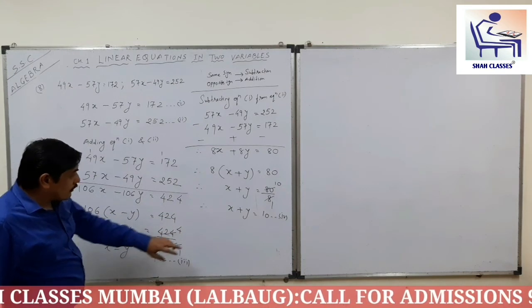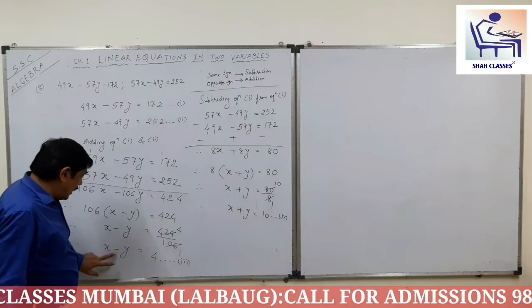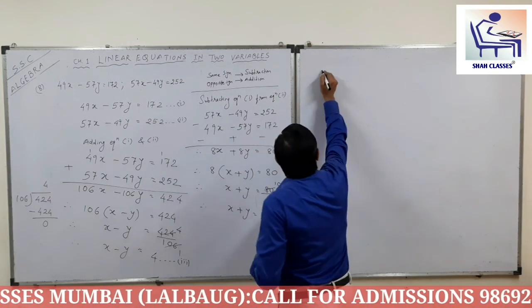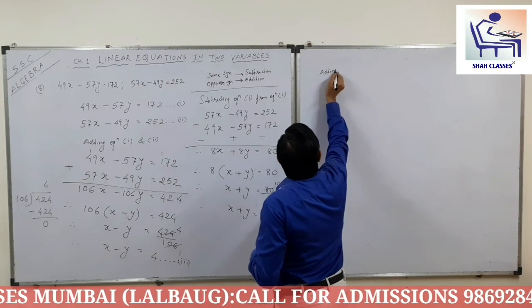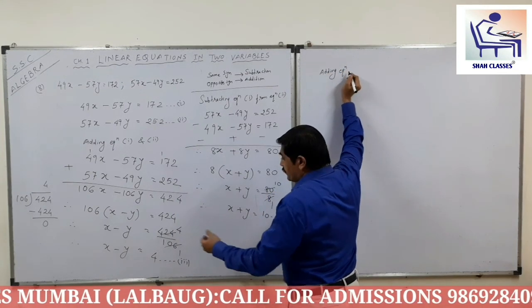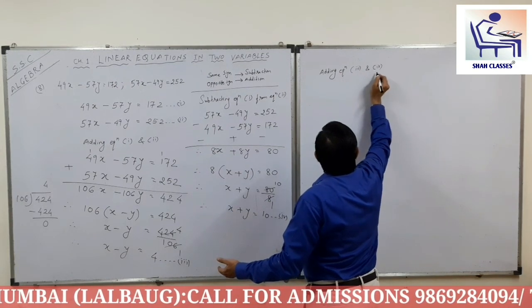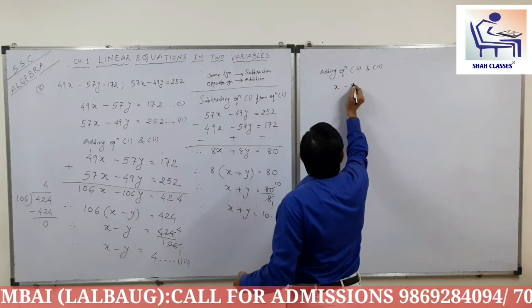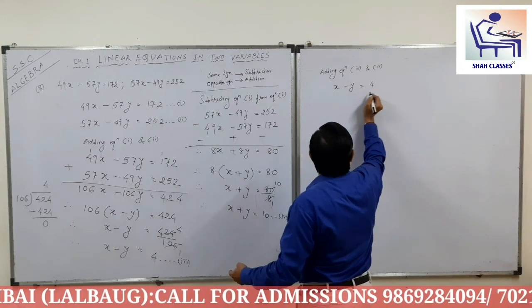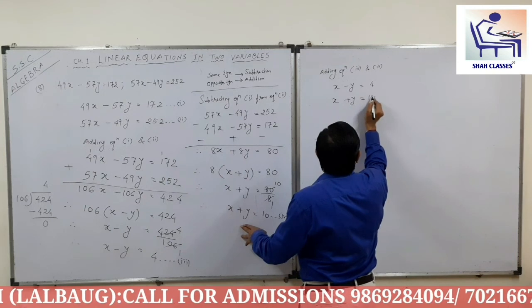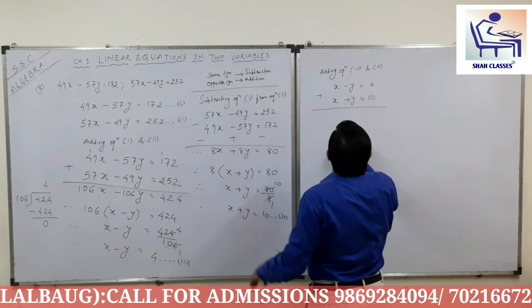Okay, so now here we are getting the plus y, here we are getting minus y. So हमें अभी क्या करना है? Addition. So that is adding equation 3 and 4. X minus y is equal to 4 and x plus y is equal to 10.